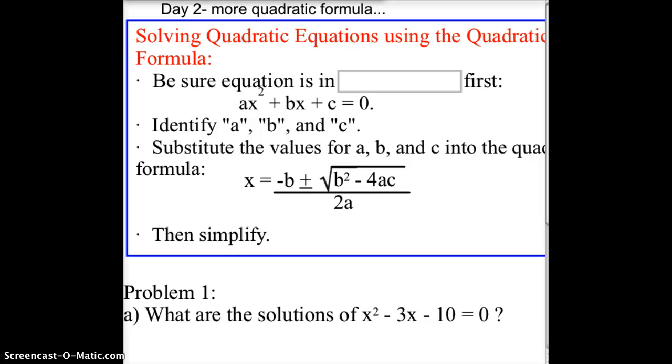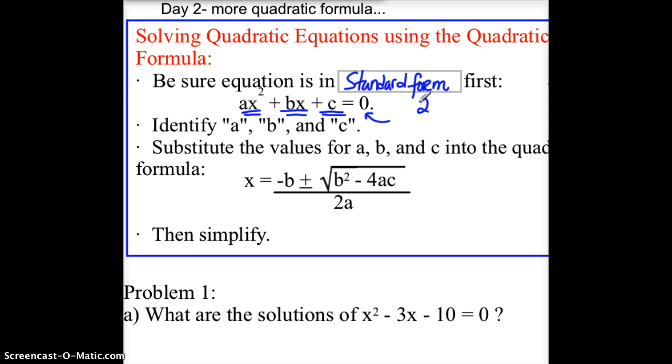For day 2 of 9.6, what we just did is review what we did on day 1, which was solving quadratic equations using our newest method, the quadratic formula. Just a couple things to keep in mind. First of all, the equation must be in what we call standard form before you start using the formula. What that means is you have to have your x squared term first, followed by bx, followed by the constant term, or the c term, and it must all be equal to 0. So there might be some rearranging you need to do first.